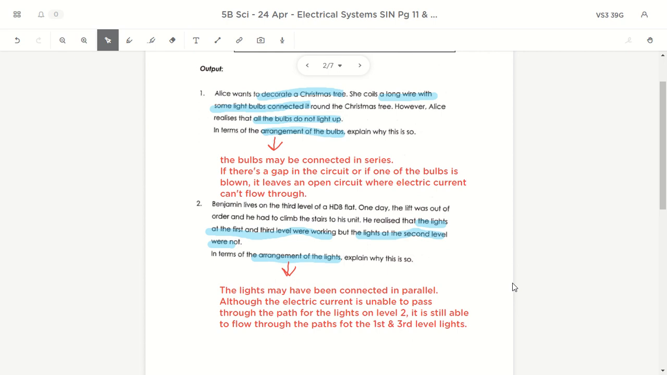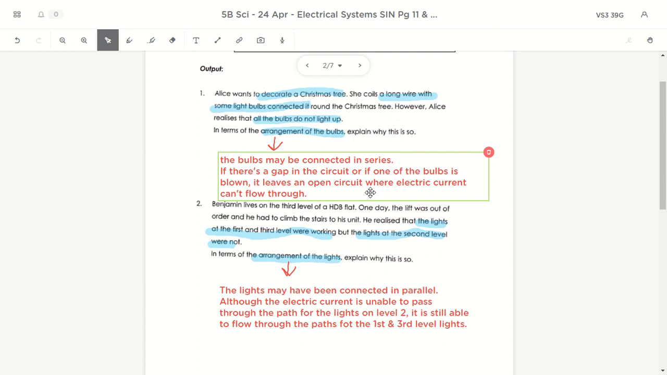For level 1 and level 3, the electric current can still flow through, but for level 2, because there's something wrong in the connection, the electric current cannot pass through, the lights did not get switched on. But for level 1 and level 3, it is still business as usual. The electric current still can pass through as per normal, right?